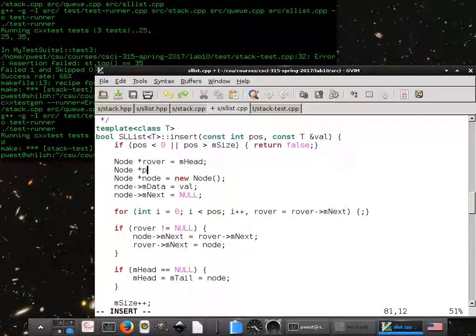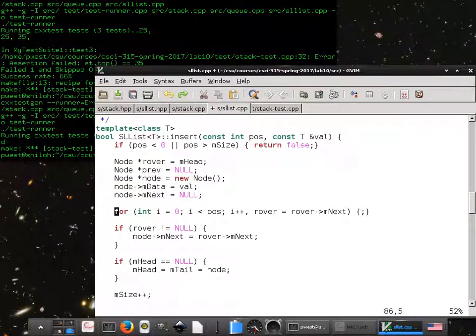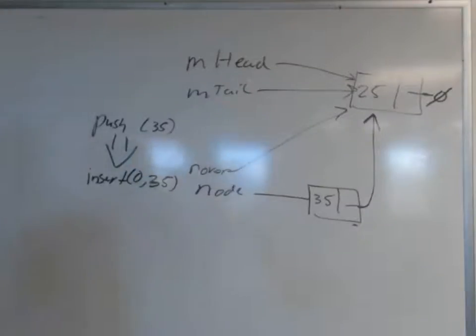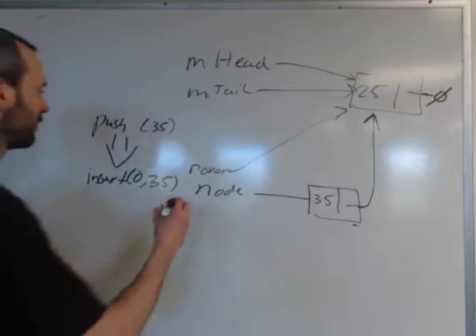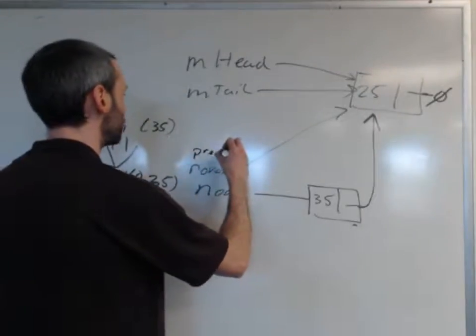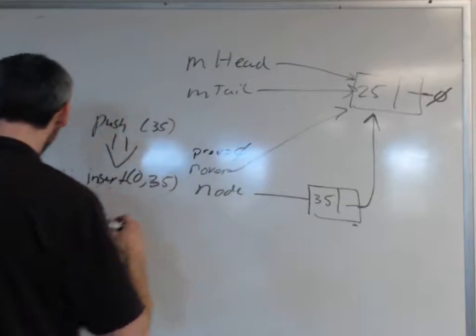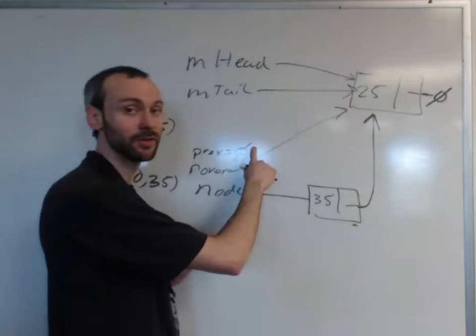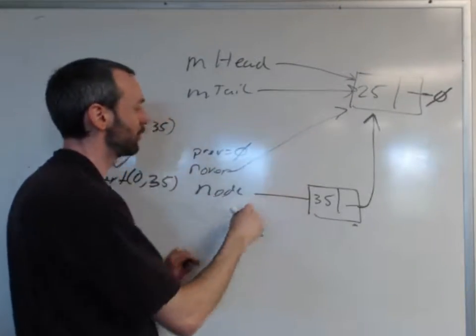So node, isn't it technically prev equals null? No, it's just the one. And so in here, we'll go ahead and have the code be prev equals rover. That way prev will always equal what's previous to rover. So let's go back to this example. Now we're going to have prev. He starts at null, and he's going to stay there. He's not going to move because we never increment rover.